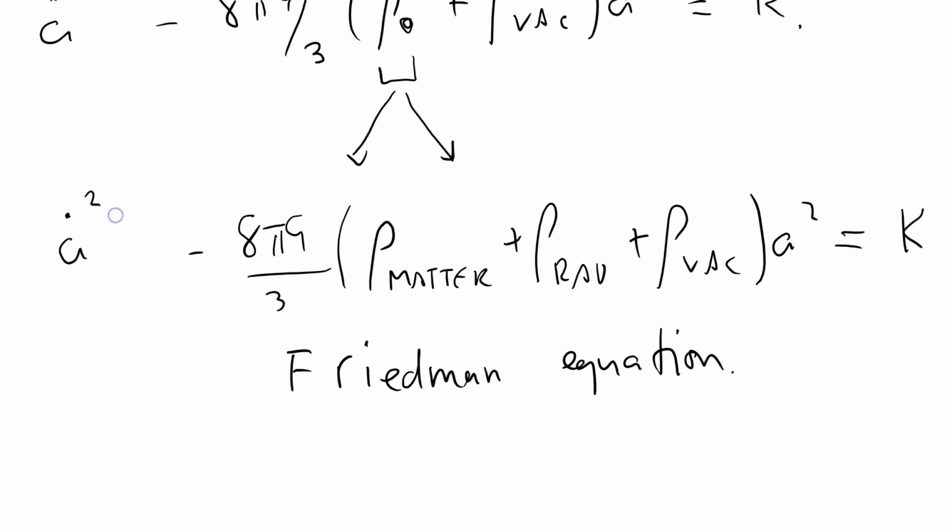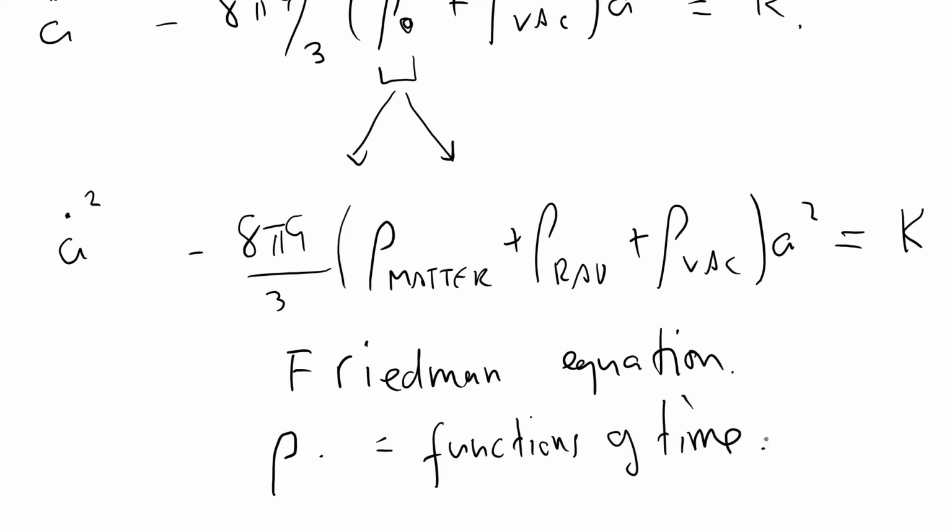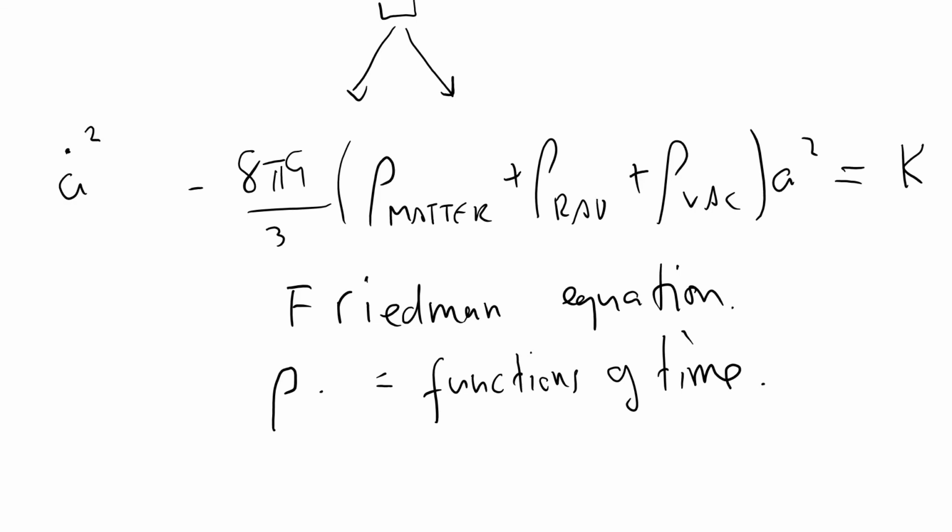Now it looks as if we can just solve this, but we can't, because the various rhos are functions of time. What we're going to need is to make that function of time explicit, and then we're going to be able to solve this equation. So there it is, and I'm going to stop there.